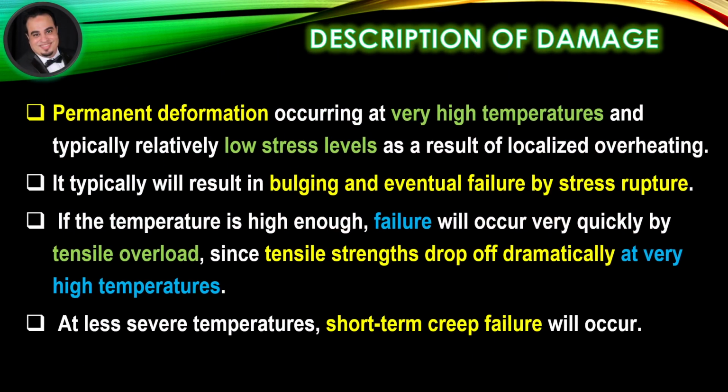Description of damage. Permanent deformation occurring at very high temperatures and typically relatively low stress levels as a result of localized overheating. It typically will result in bulging and eventual failure by stress rupture. If the temperature is high enough, failure will occur very quickly by tensile overload, since tensile strengths drop off dramatically at very high temperatures. At less severe temperatures, short-term creep failure will occur.